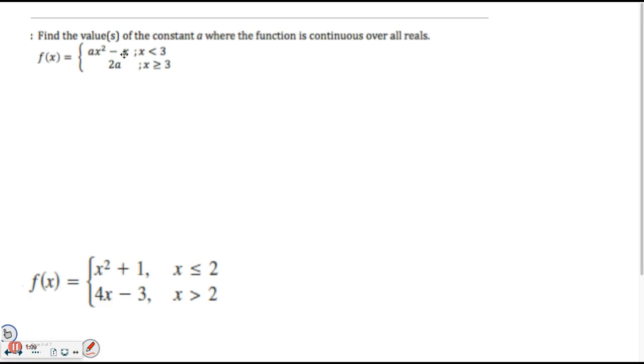So the first one, we've got y equals, remember, that's always y equals, some parabola, this guy to the left of 3, and then y equals 2a, some constant, to the right of 3, and at 3. So we've got a parabola and a line. It says, find the values of the constant a where the function is continuous. That's from last chapter, okay?